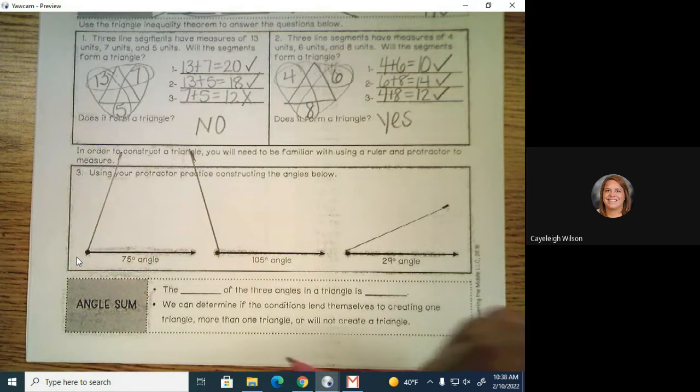So we're going to use this on the other side in just a second. We're going to use the same thing.